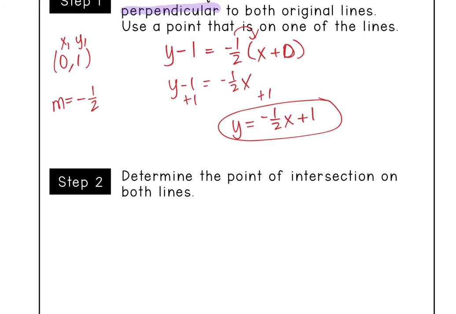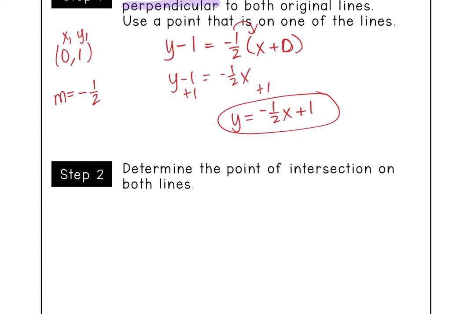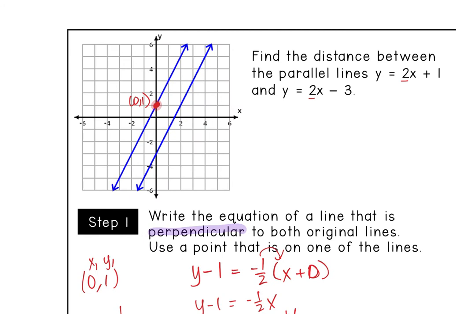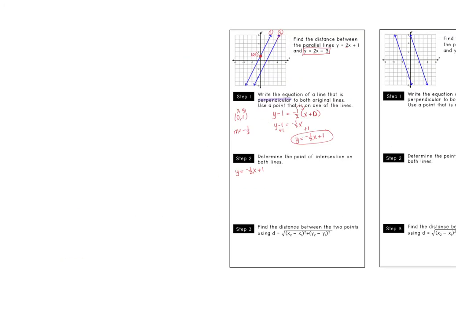Okay, step 2 is determine the point of intersection on both of the lines. So remember, we have to do this kind of like a system of equations. So we're going to use the equation that we have right now. I'm just going to write it here to the side. And then we need the equation of one of the lines that was above. I already have a point on this first line, so I'm going to call this line 1. I need to find the point on line 2. So I'm going to use the equation of this second line, which happens to be this equation here. So we're going to use that one.